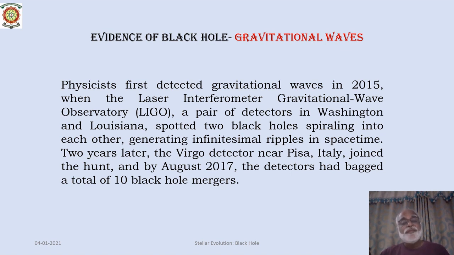So in 2015, as I mentioned, for the first time, the gravitational waves from the collision of two black holes spiraling into each other were discovered. And later, 2-3 years later, the other detector, the Virgo detector in Italy, also started detecting them. And since 2015, several such collisions between black holes, between a black hole and a neutron star, etc., have been detected. And we now know for sure that black holes are real objects out there in space.